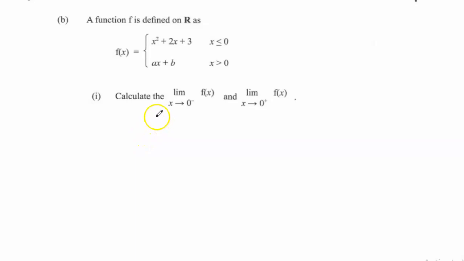So part B, calculate the left hand limit, which will be when x is less than 0. So left hand limit, that's this one. So replace x with 0, so that's 0 squared plus 2 times 0 plus 3, that's just 3. And here, the right hand limit, that's for when x is bigger than 0. Replace x with 0. That's a times 0, which is 0, plus b, that's just b. Alright? Next. Hence, determine the values of a and b such that the function f of x is continuous.